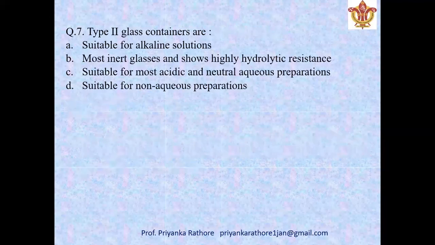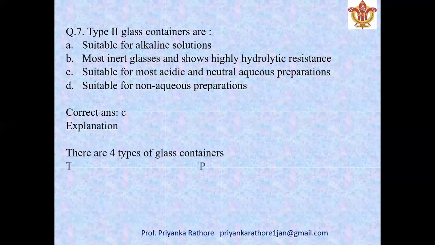Now moving to the next question. Type 2 glass containers are. Option A, suitable for alkaline solution. B, most inert glasses and shows highly hydrolytic resistance. C, suitable for most acidic and neutral aqueous preparations. D, suitable for non-aqueous preparations. So the right answer is option C, that is suitable for most acidic and neutral aqueous preparations.